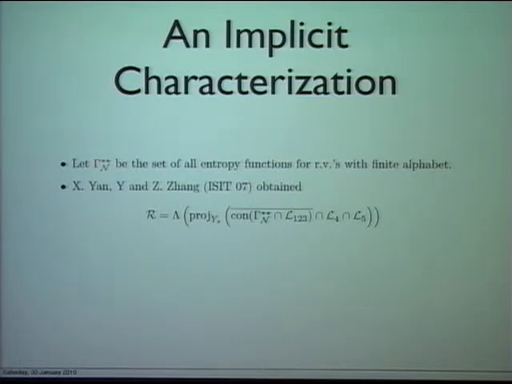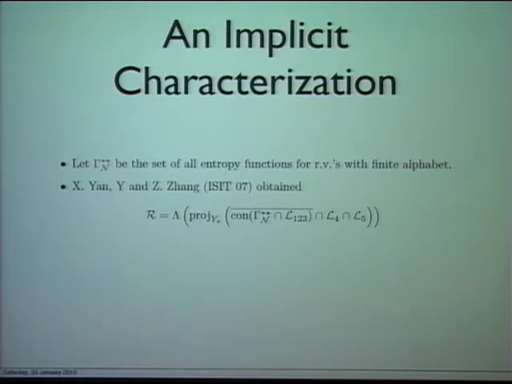Now, I'll give you some flavor of this network capacity region. Here, gamma n, we have seen gamma n star before. Gamma n star is the set of all achievable entropy functions. Now, gamma n star star is the set of all entropy functions for random variables with finite alphabet.